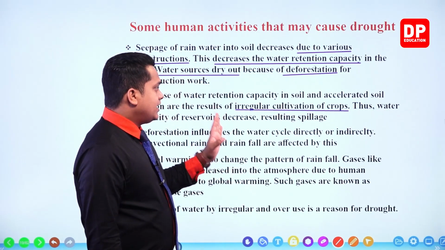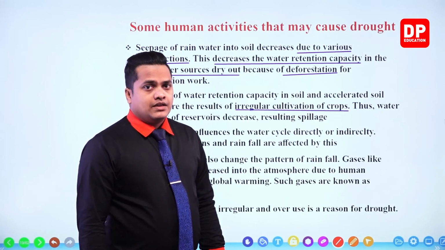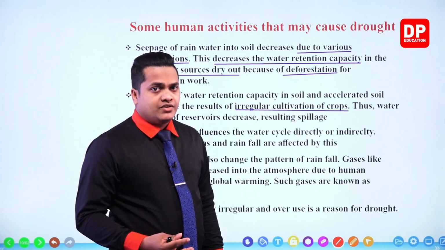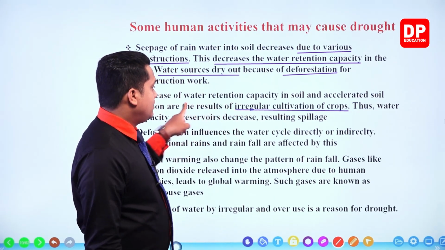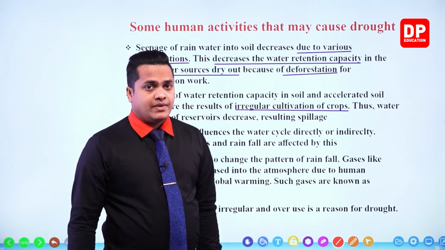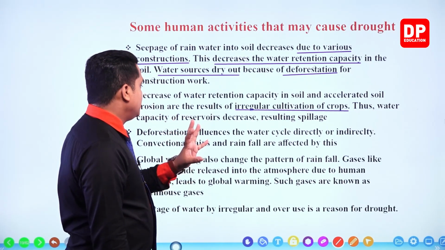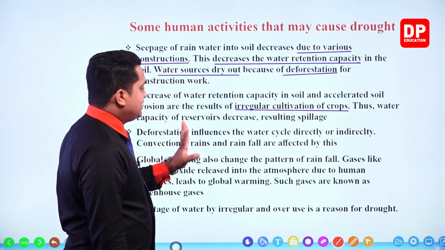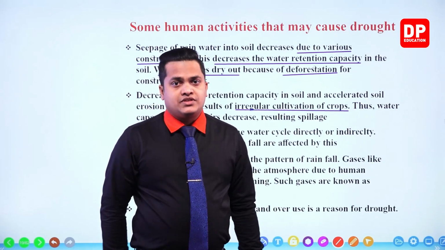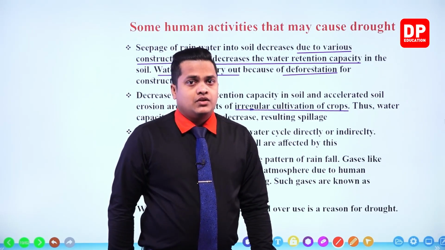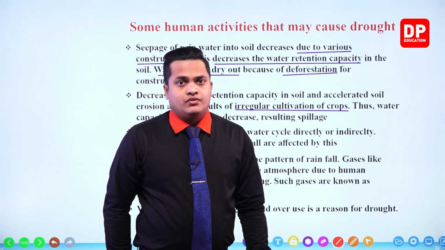So due to irregular cultivation of crops, the soil is going to be damaged, mainly by soil erosion and by what? By the reduction in water retention capacity. This will result in a reduction of water capacity in reservoirs, and because of that, my dear children, what will happen? The drought season will occur in that particular area. So irregular agriculture is also a reason for a drought.